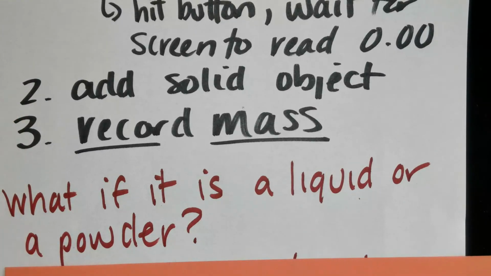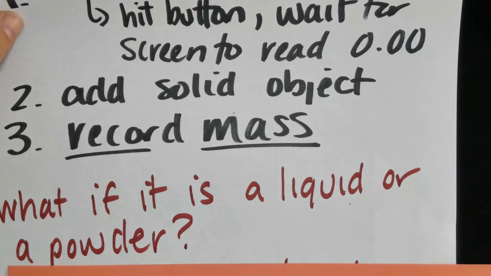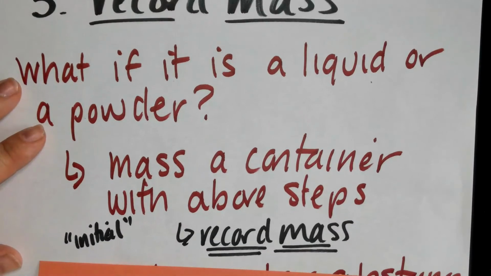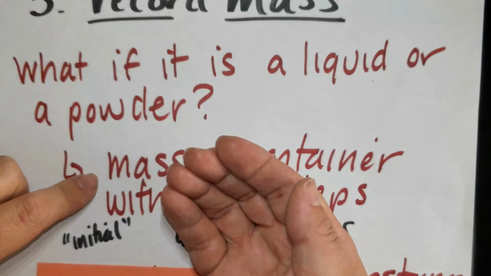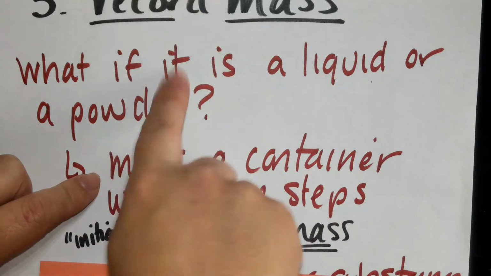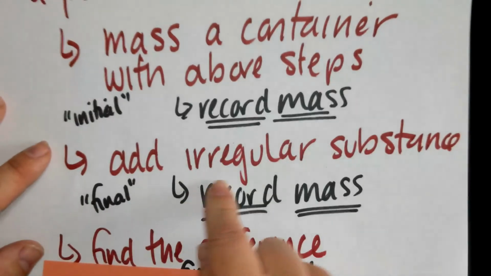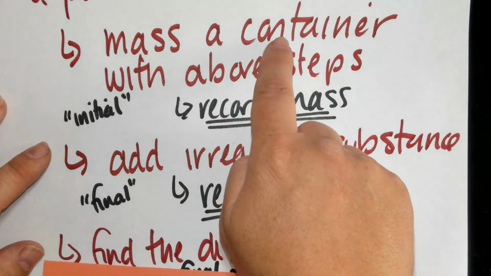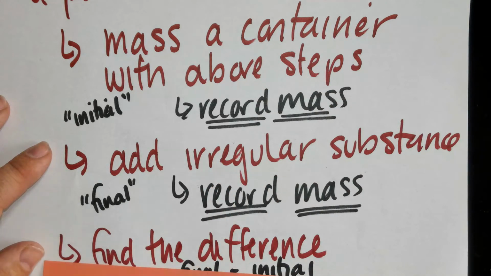What if whatever we're trying to find the mass of is a liquid or a powder? We obviously can't pour those directly on the pan of the balance, so we have to do a couple different steps. First, we want to find the mass of any container that you're going to utilize to hold the substance, okay? So you want to find the mass of the container with the steps that we just talked about. Zero the balance, record the mass, okay? We're going to call this our initial mass, okay? Then we're going to add the irregular substance to this container that we already know the mass of, okay? We'll record the mass again. That's going to give us a final mass.